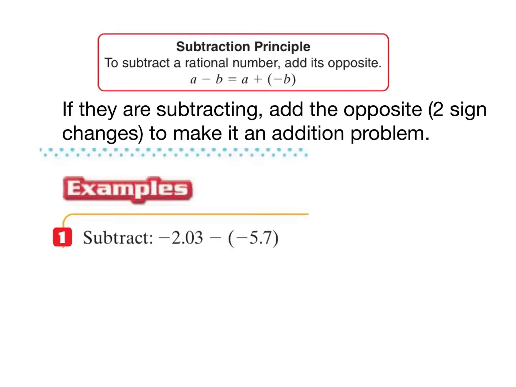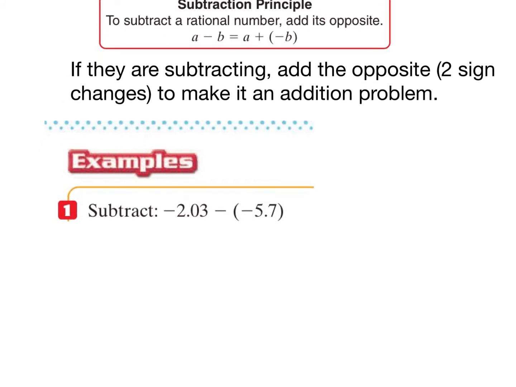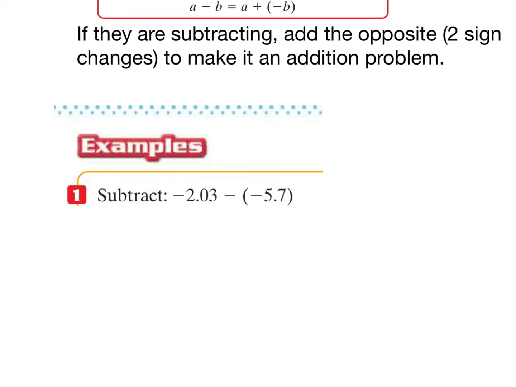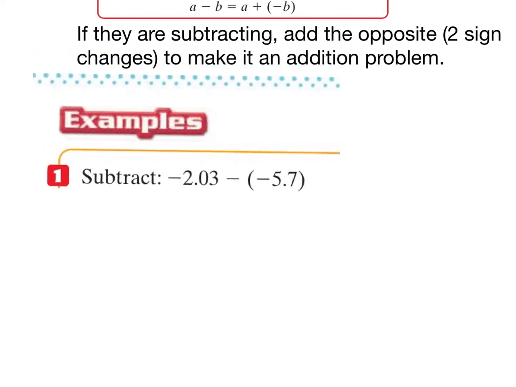Next thing we're going to look at is subtracting. Just like we did when we had integers and they were subtracting, we can add the opposite, or keep, change. 2 sign changes makes it into an addition problem. And then once it's an addition problem, it's just like what we did earlier in this video. If you look at this example, I know this is worked out in your book, but we're just going to work it out here, and it might look a little bit different.